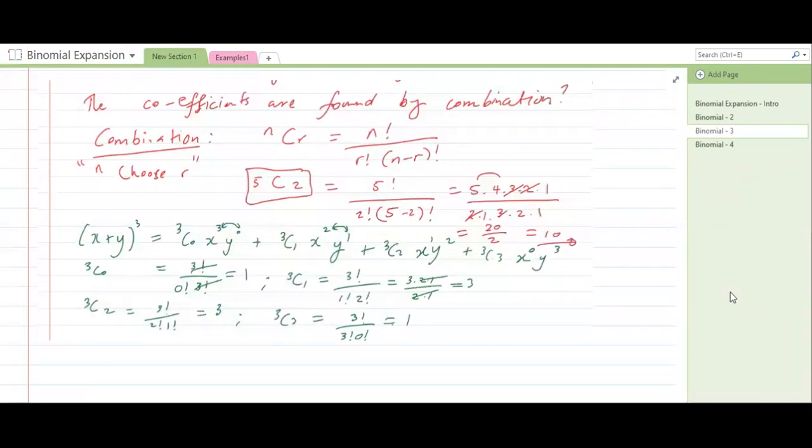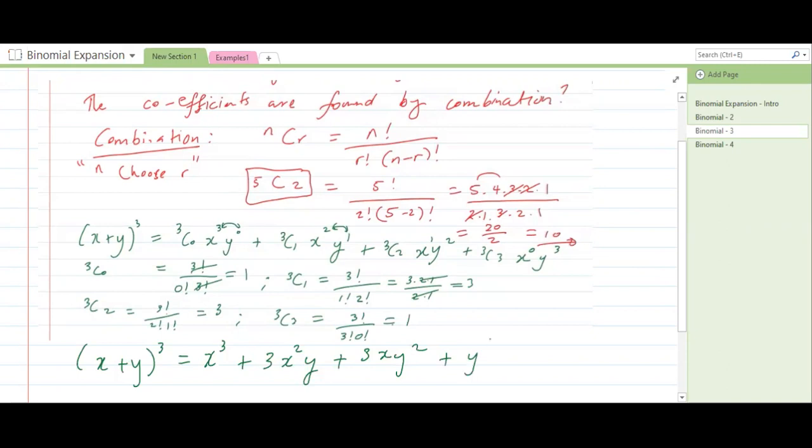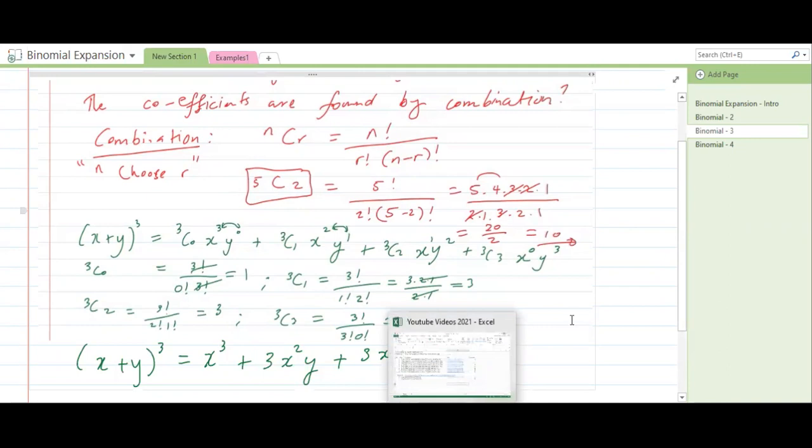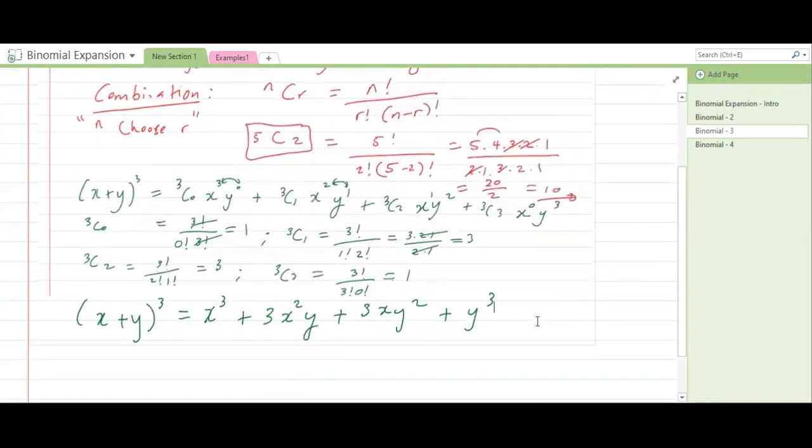So what we can say is that x plus y all cubed is equal to 3 choose 0, which is 1, so x cubed, with y to the power 0 being 1. 3 choose 1 is 3, x squared y, plus 3 choose 2 is 3, x y squared, plus y cubed. Since 3 choose 3 is, as you can see here, 1.